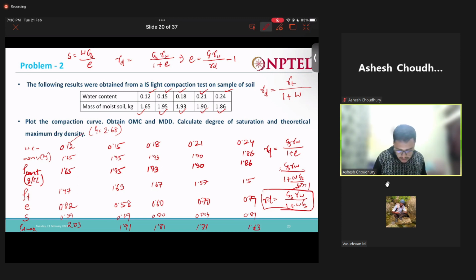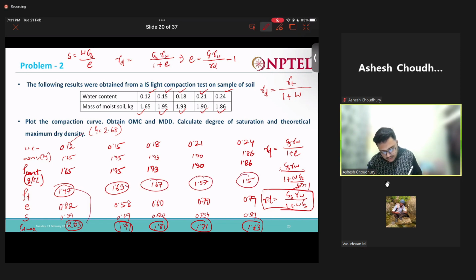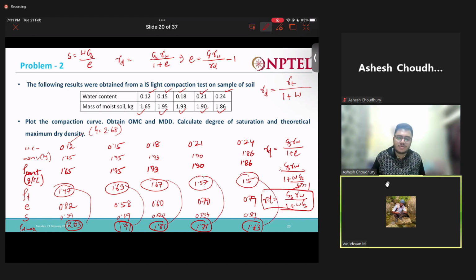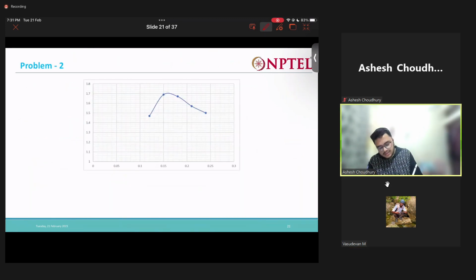So you see that theoretically the dry densities that are possible are these values, right? Theoretically, these are the maximum possible values. But what you obtained, you obtained only this much, always less than the theoretical value, right? Always less than the theoretical value. Okay, so this is actually the graph.